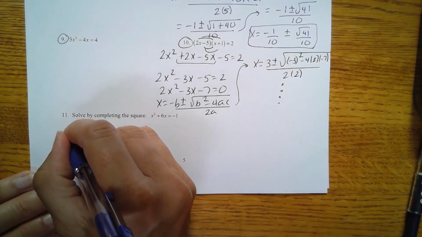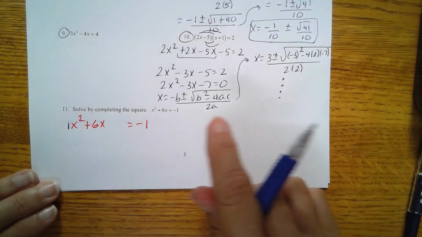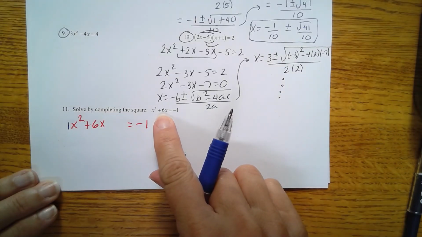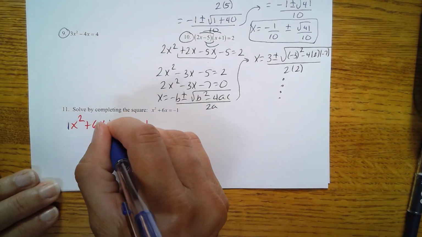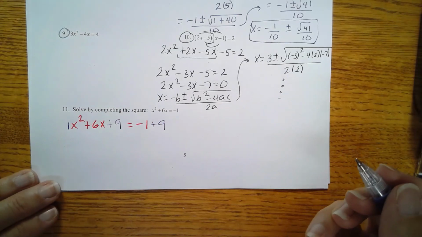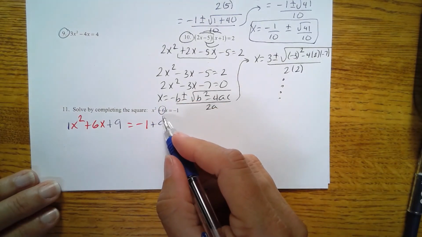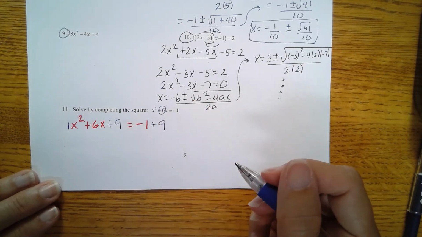Now the number in front of x squared is 1, so we can go to step 3. Step 3 then says take half of the b term, square it, and then add it to both sides. So half of 6 is 3, and 3 squared is 9. So I'm going to add 9 to both sides. So again, what did I do? I took the b term, which is 6, and you take half of it. So 6 divided by 2 is 3. And then I squared it, and 3 squared is 9, so I added 9 to both sides.